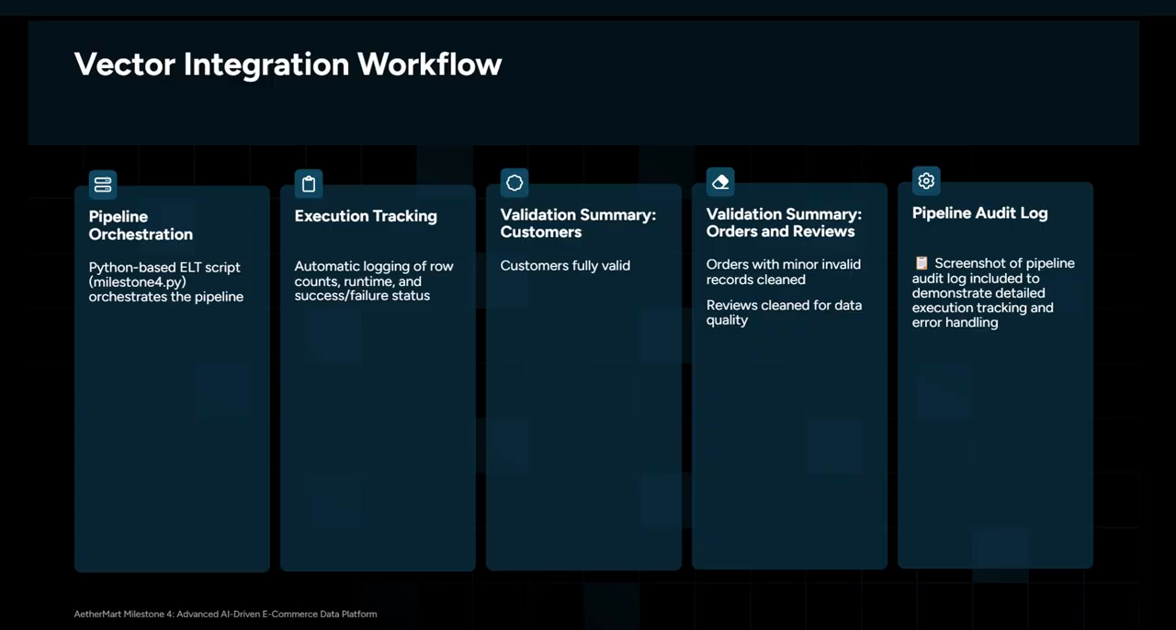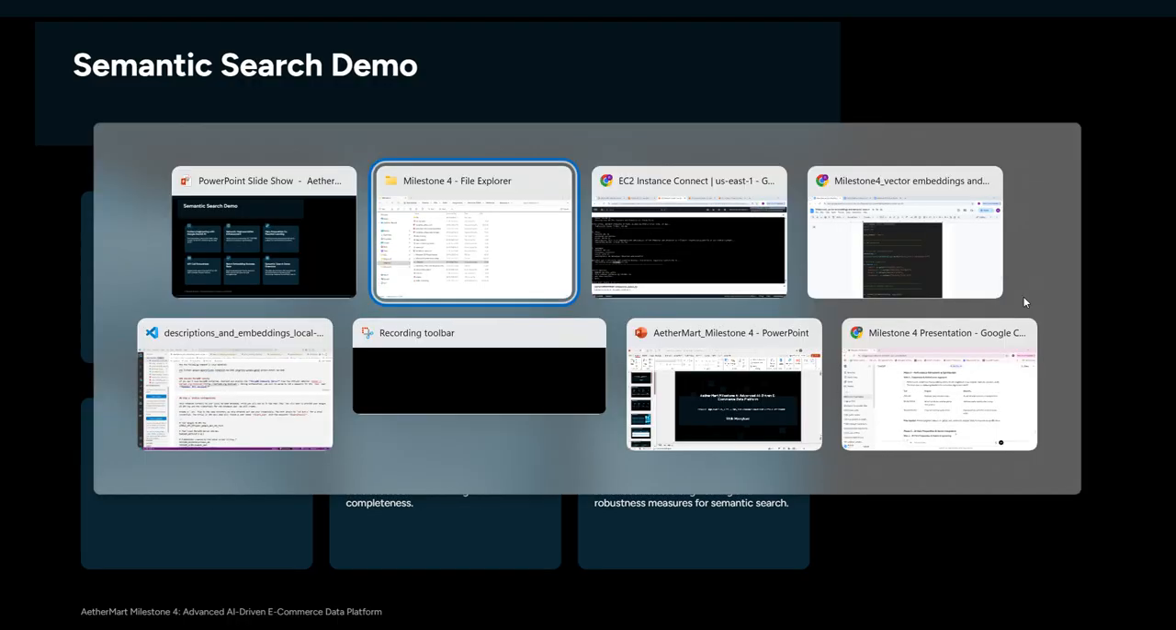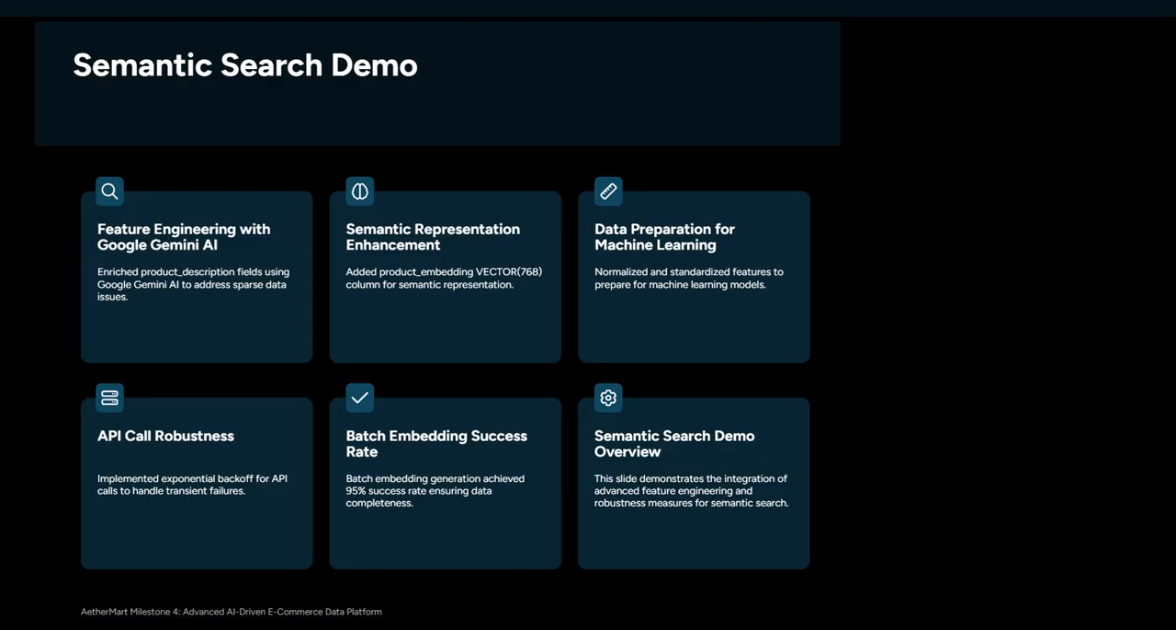Moving on. So this was the vector integration flow, pipeline orchestration. The Python-based ETL script, like I mentioned, orchestrates the pipeline: execution tracking, automatic logging of row counts, runtime, and success/failure status, customers fully valid, validation summary, orders and reviews. The screenshot was not necessary because I showed you the order file, right? Even though I do have the screenshots. Anyway, let's move on to the semantic search demo that we just saw.